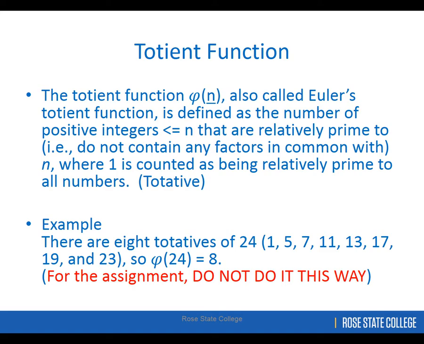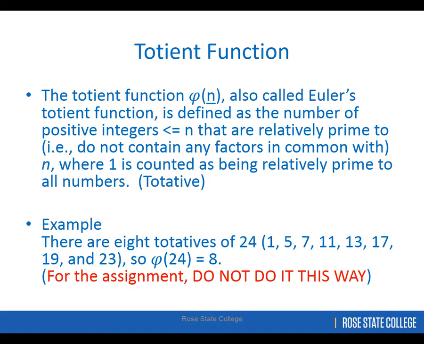So what the heck is a totient? Totient is also called Euler's totient function. It's defined as the number of positive integers less than or equal to n that are relatively prime, meaning they do not have any factors in common with n. One is counted as being relatively prime to every number. These are called totatives. So there are 8 totatives of 24: 1, 5, 7, 11, 13, 17, 19, 23. So the totient of 24 would be 8.